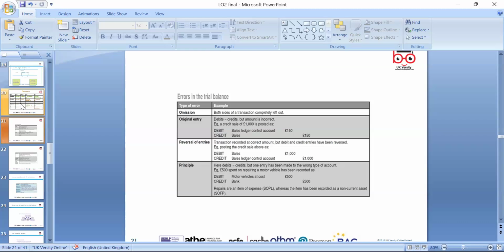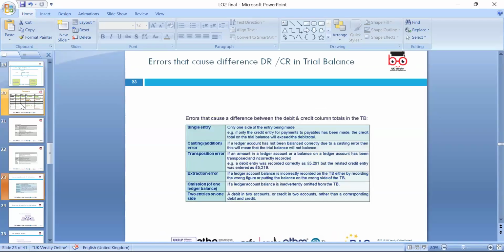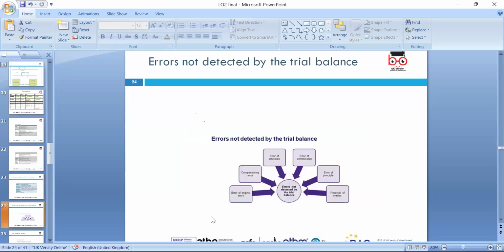Some errors are not traceable, like the error of principle. Maybe you treated something as an expense when it was actually an asset. Expense will reduce your profit and save taxes, but it's not true and fair information, so we need to make sure of the reversal. We need to make adjustments in the books of account for the error of commission, error of omission, and other different types of errors, which we will go through in the numerical work in our assignment discussion as well. Always think about the dual effect, what the entry will be.